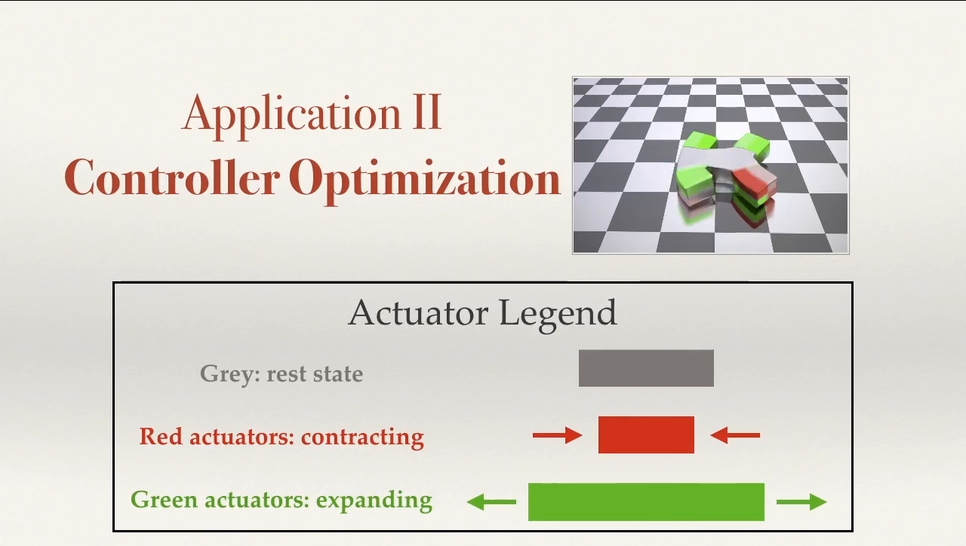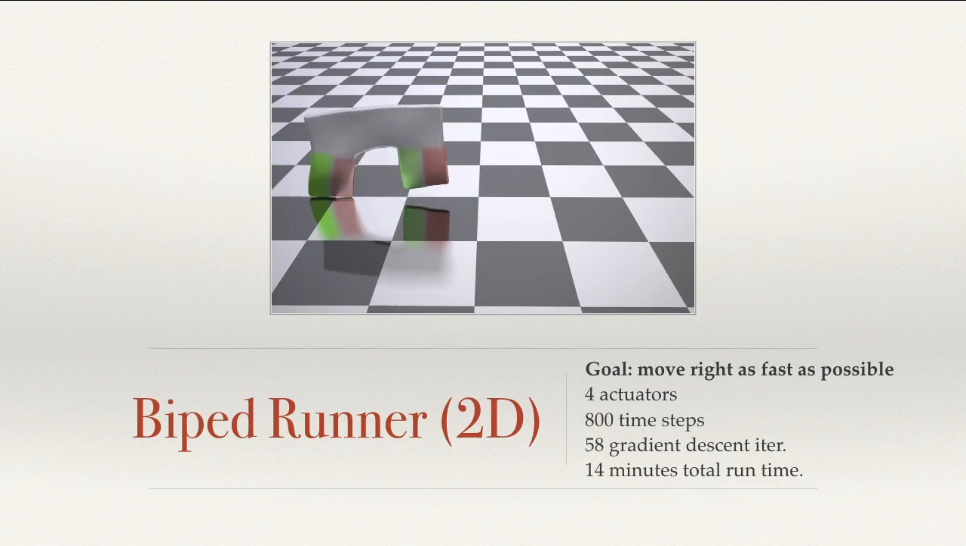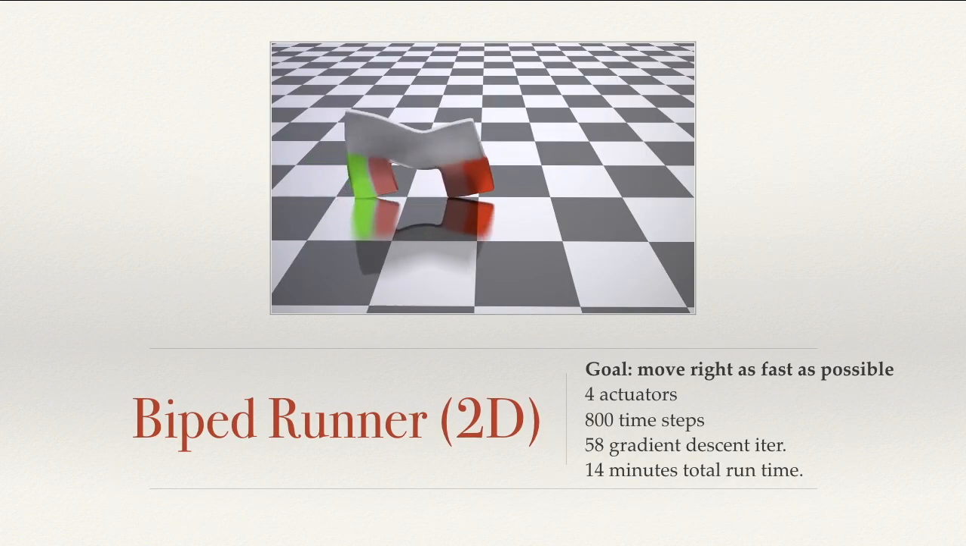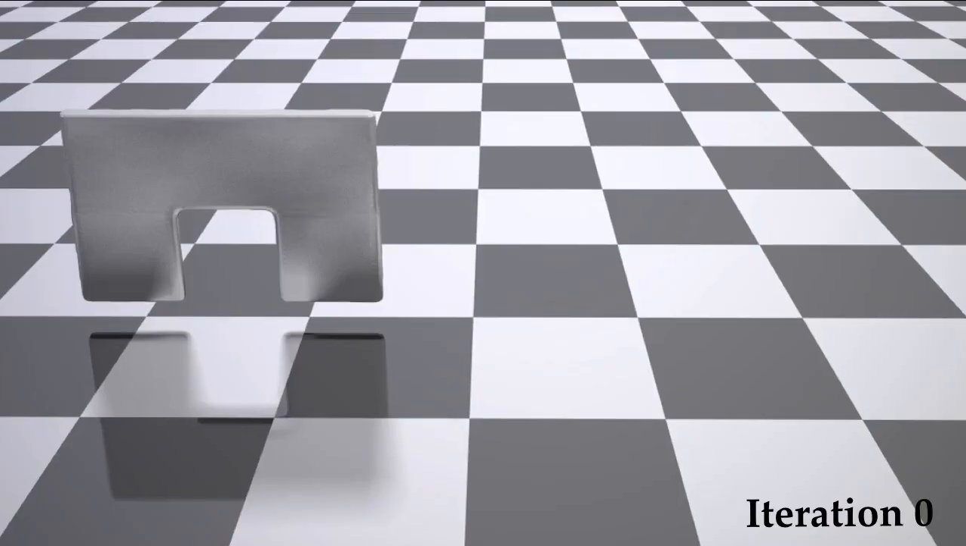Maybe more interestingly, we can use the gradients to optimize controllers. Here we are optimizing a 4-leg 3D robot. Each leg of the robot has 4 actuators, and the actuators are elastic, and they can either contract or expand. By contracting and expanding the elastic muscles, you can make your robot move forward. This is a simple 2D example. You have 2 legs, and each leg has 2 actuators. Let me just show you how the optimization actually happens.